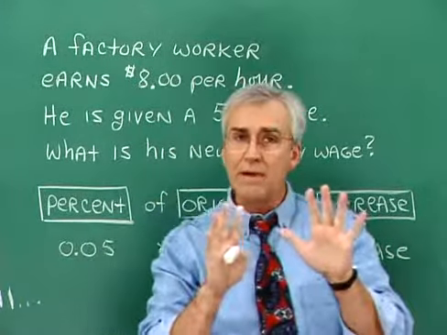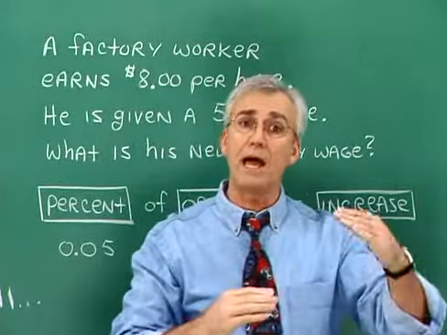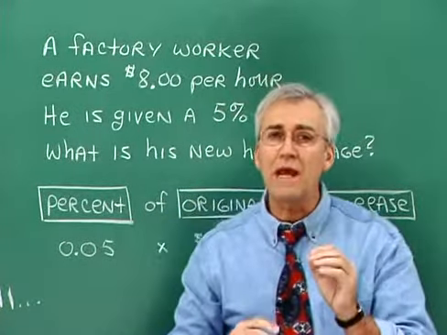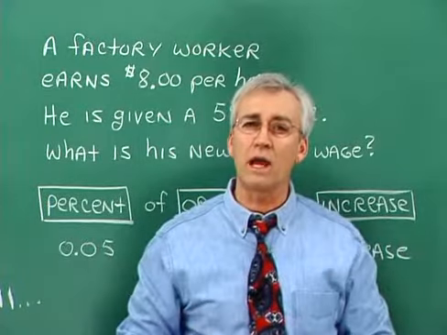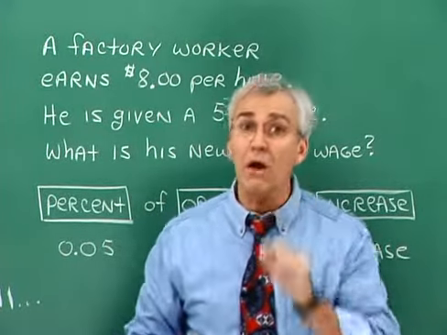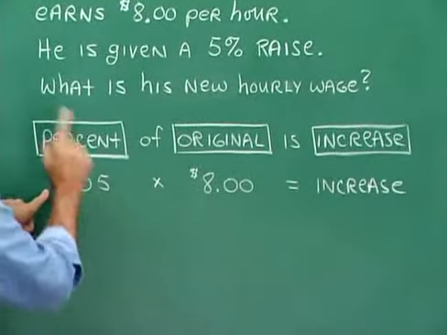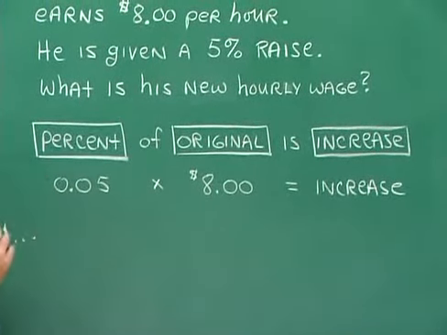We're going to make the calculation for the amount of the increase in hourly wage, and then we have to figure out the new hourly wage. Well, let's figure out the amount of the increase first. All right, and it's done like this. The percent here is 5%. We express it as a decimal.